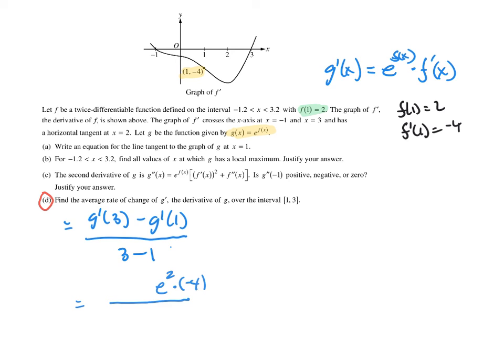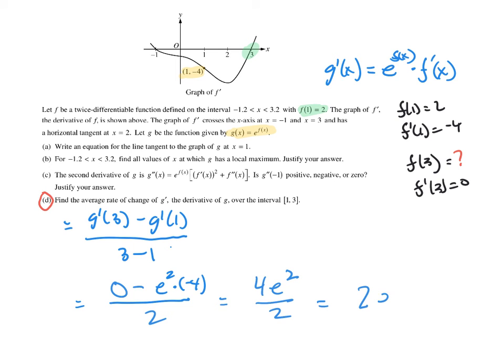I'm also going to need to know f of 3, and right now I don't really have any way of knowing f of 3. I'm going to put a little question mark there. But I do know f prime of 3. It's on the graph, right? It's right here. f prime of 3 is 0. That's great news, because that means I'm going to do e to the question mark times 0, which is 0. So this piece is just 0. That means on top I just have 4e squared. And remember, 3 minus 1 is 2, so this is just 4e squared over 2, better known as 2e squared.